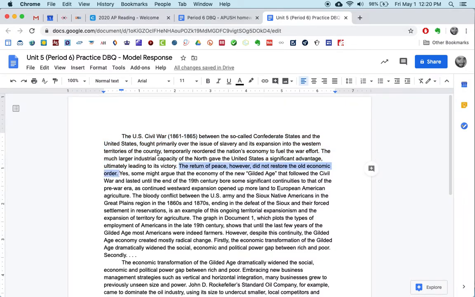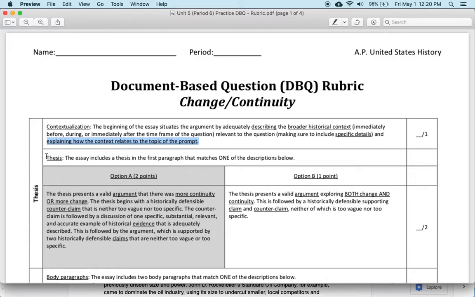Then here is me explaining why this is related. The return of peace, however, did not restore the old economic order. Simple, and yet it makes the connection between the contextualization that I'm providing and the topic of the essay, which is the economy of the Gilded Age. And then I move on. So I've accomplished the task of providing contextualization. Now I'm going to write my thesis.